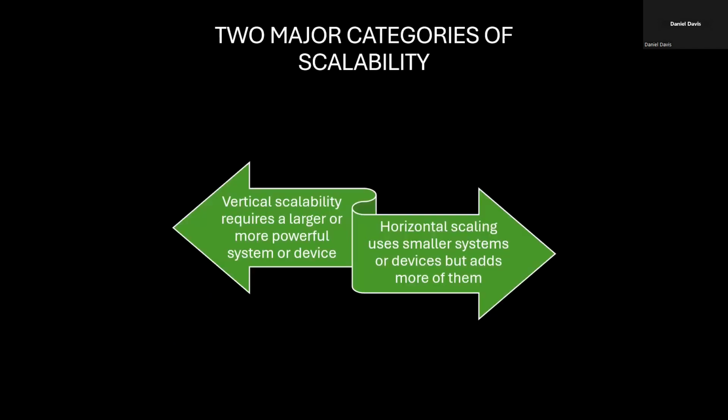Scalability is pretty essential to modern environments. We need to allow services to expand across multiple servers rather than relying on a single larger server. Scalability generally falls into two categories: vertical scalability and horizontal scalability. Vertical scalability, we're looking at sort of a single, larger, more powerful device. Horizontal scalability, we're using lots of smaller devices or systems, but we're adding more of them. So horizontal, quantity; vertical would be singular, more powerful.